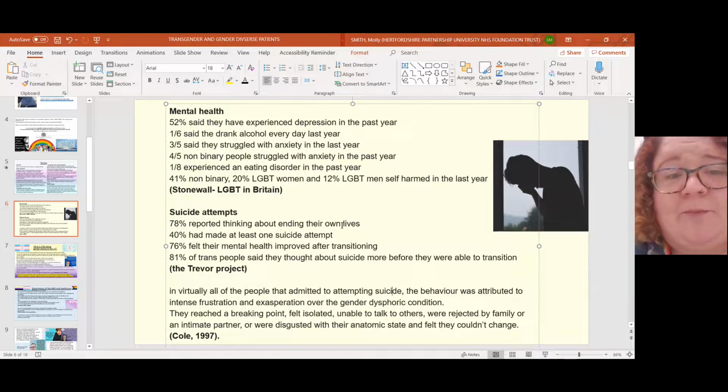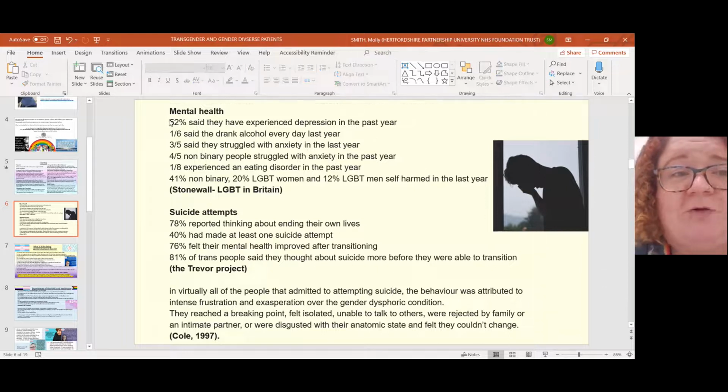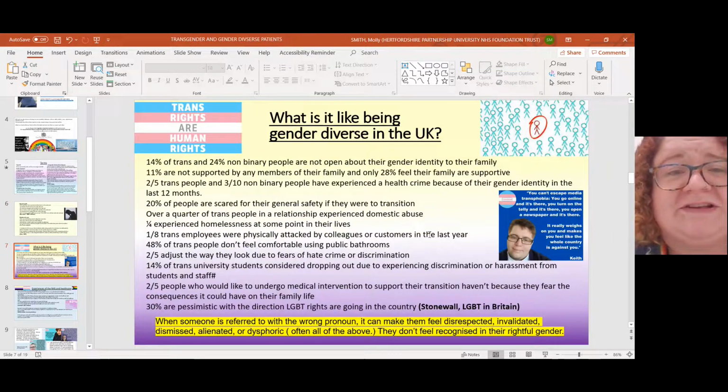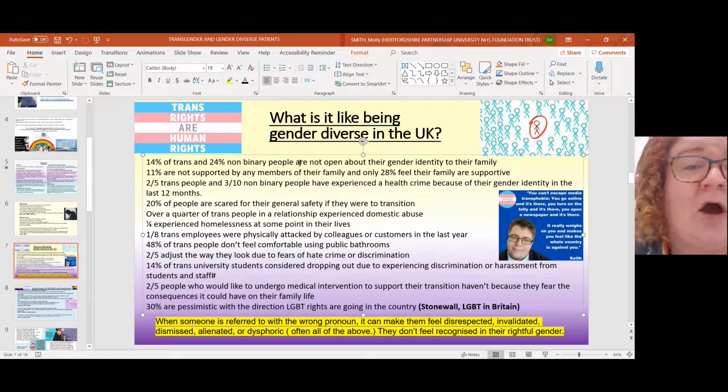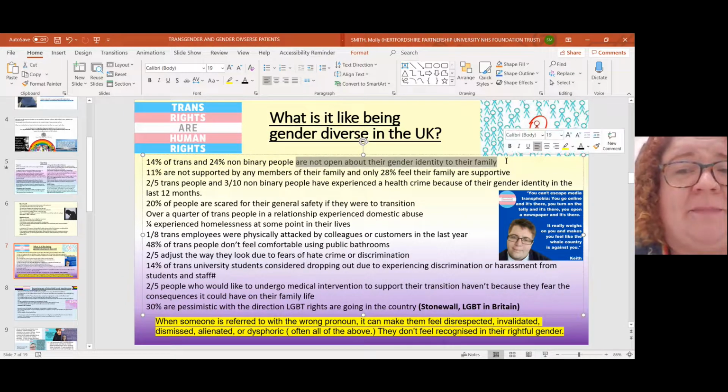So let's go into this in a little bit more detail. Why are these mental health and suicide rates higher? Well, again, let's have a look at what it's actually like to be gender diverse in the UK. This comes from Stonewall. It comes from the LGBT in Britain document. So 14% of trans and 24% of non-binary people said that they can't be open about their gender identity to their family. They're having to hide who they really are, hide their gender identity from the people they probably live with and love and are close to, their family.